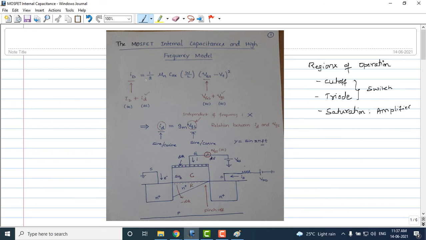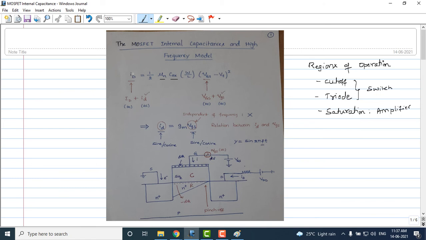So here I have written equation for the drain current for saturation region. It is ID is equal to 1 by 2 mu n COX times W by L. This W by L is called as aspect ratio, into VGS minus VT whole square. This mu n is the mobility of electron and COX is oxide capacitance per unit area. Okay, so this is the total drain current equation.